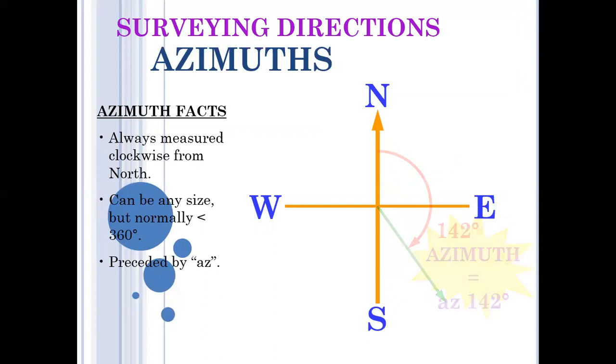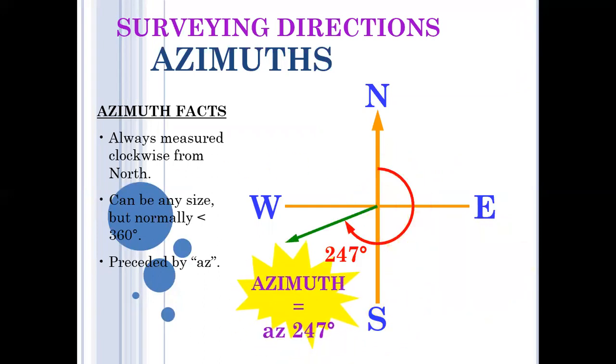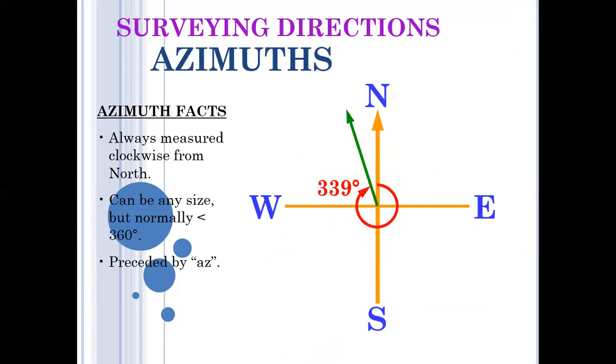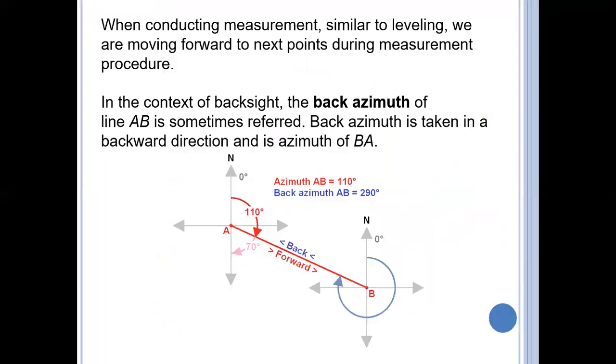Next, azimuth 142, then 247, 339. So when conducting measurement, similar to leveling, we're moving forward to the next point during the measurement procedures. In the context of the back side, the back azimuth of the line AB is sometimes referred to. So back azimuth is taken in the backward direction, and this is azimuth of BA.